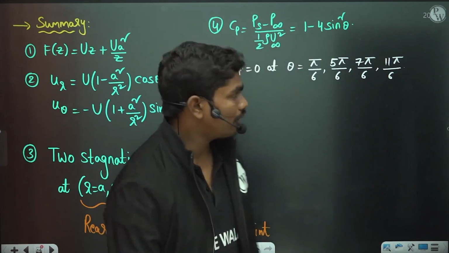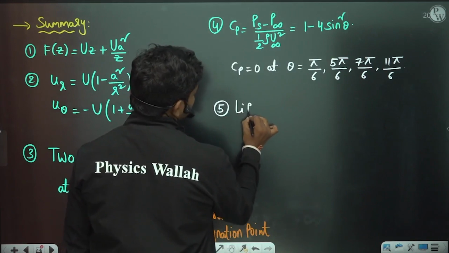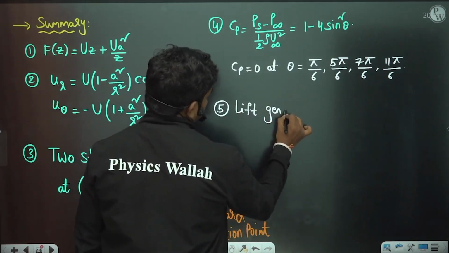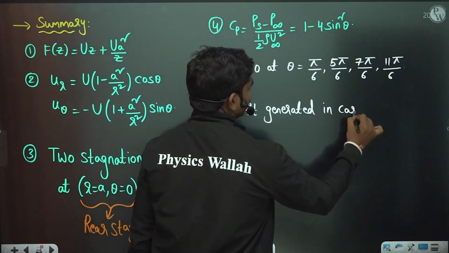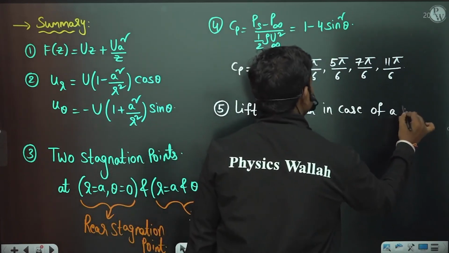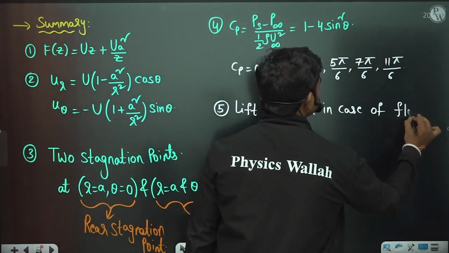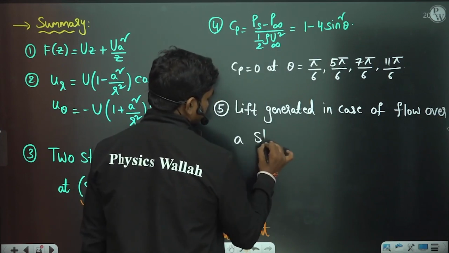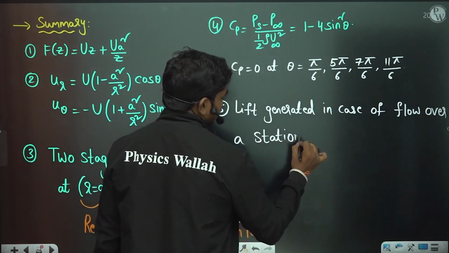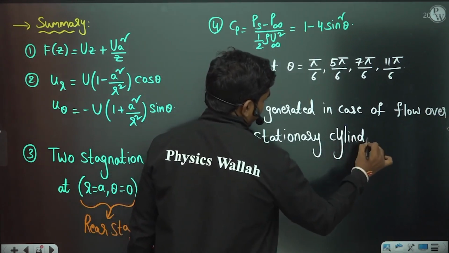And we have also observed one thing, that the lift generated in case of flow over a stationary cylinder is 0.